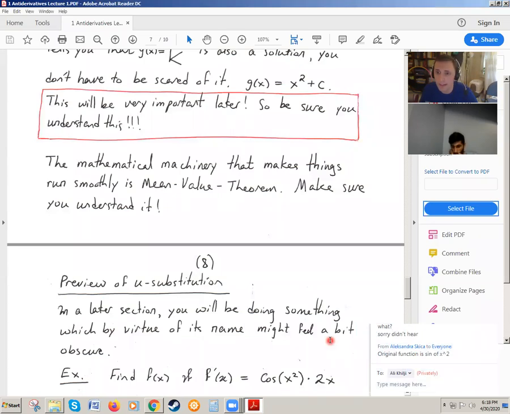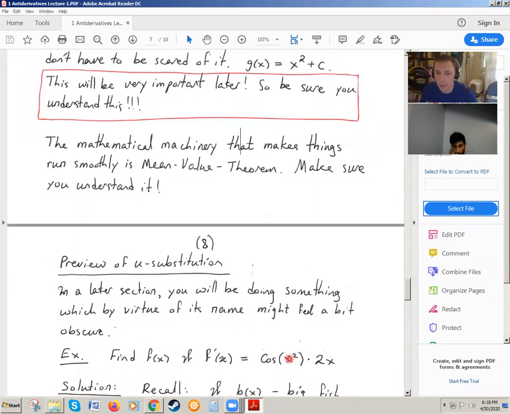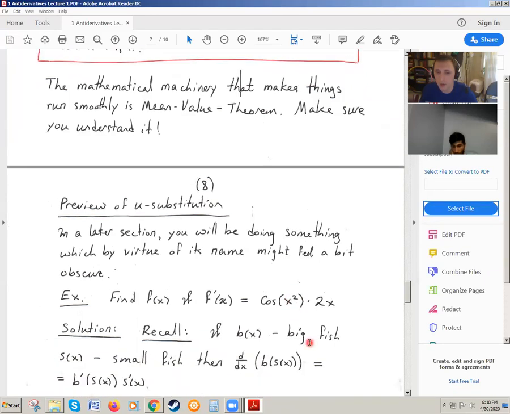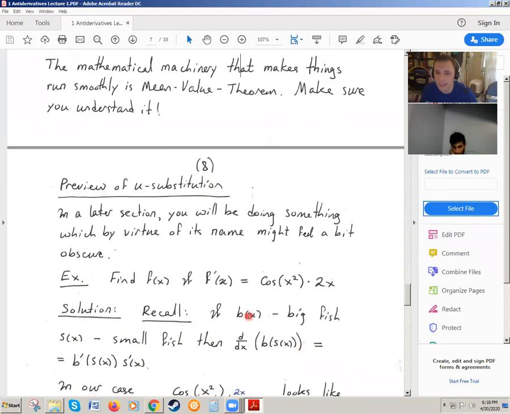Original function is beautiful, Alexander. It's sine of x squared, right? And what do you observe? You observe that, okay, this is the inner function. I call it bx, it's the big fish. And here the cosine is this filleted big fish, whereas sx is the small fish. And you see that it's the derivative of the big fish that has in its belly the small fish, right? And that's what would come out.